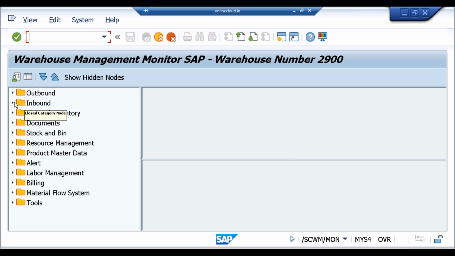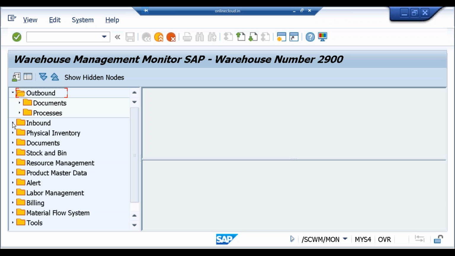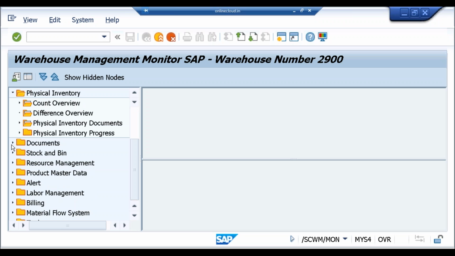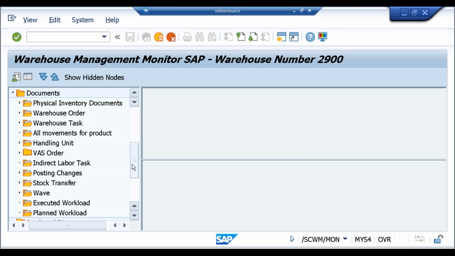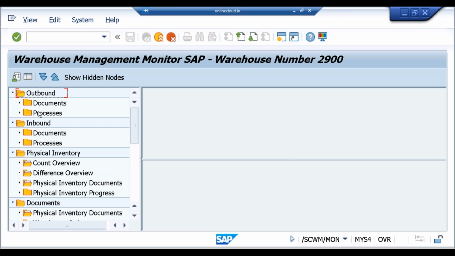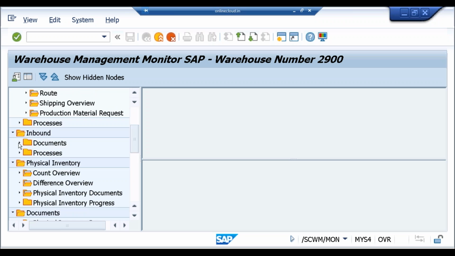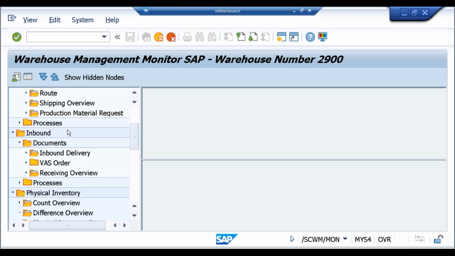This is the monitor, wherein it will show all the things somebody has asked about, related to which all are coming inside and which all are moving outside. So all those kinds of information we will be able to get from the monitor. We'll discuss how we will see the tasks and what all the documents are there at the outbound delivery level and at the inbound delivery level. So we will be able to see all these things.